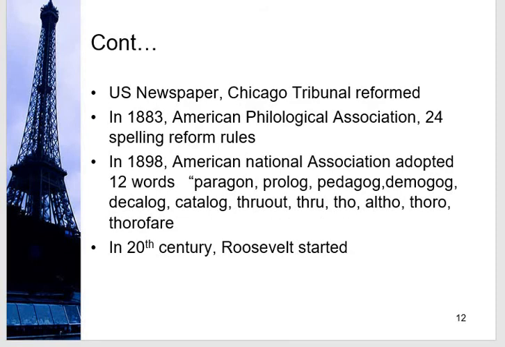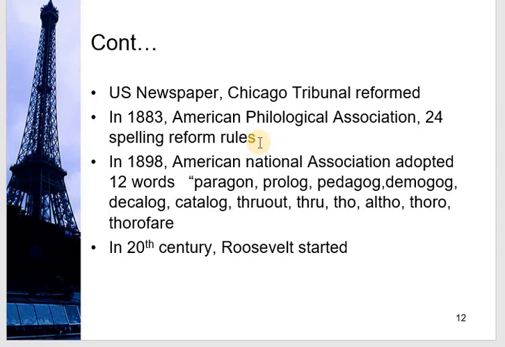Superfluous spellings were removed and necessary or etymological background spellings were kept. In this journey of spelling simplification, newspapers also played a vital role. The US newspaper Chicago Tribune reformed spellings and published those newly reformed spellings. In 1883, the American Philological Association presented 24 spelling reform rules, and on the basis of those rules, spellings should be reformed and simplified.